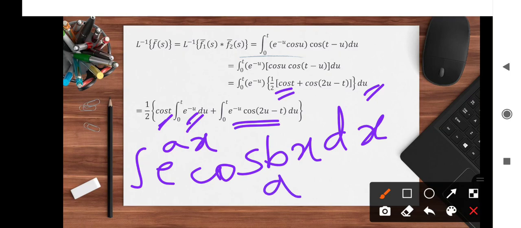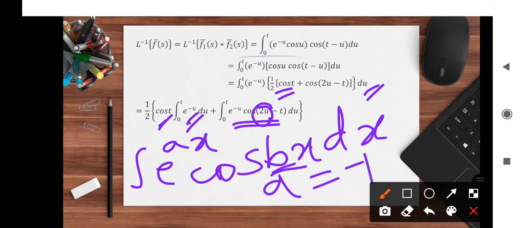Comparing, you will get here a equal to minus 1 and b equal to 2. See, you have to compare the term by term. So the variable term is compared with this one. So 2u equal to bx. So b equal to 2.